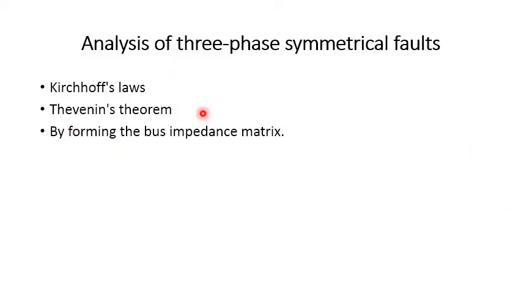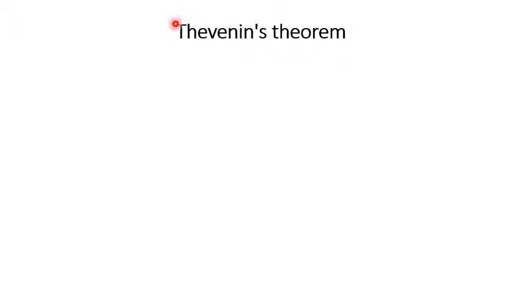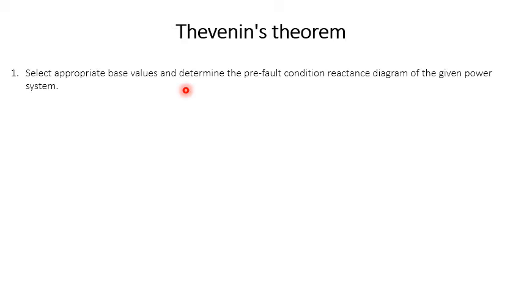So let's see Thevenin's theorem. As the name implies, Thevenin's theorem is employed in this case. These are the procedure steps followed to calculate the voltage and current under a symmetrical fault in this approach. First we have to select the appropriate base value. This is important. There are different types, that is generator and transmission line. If they are mentioned, then we have to go with what they have mentioned.